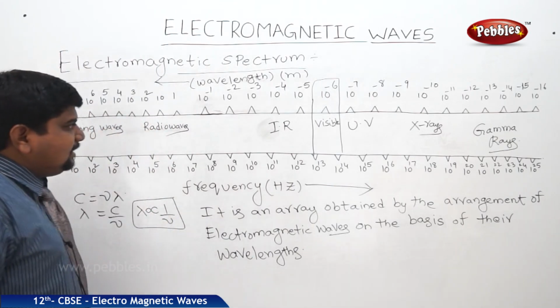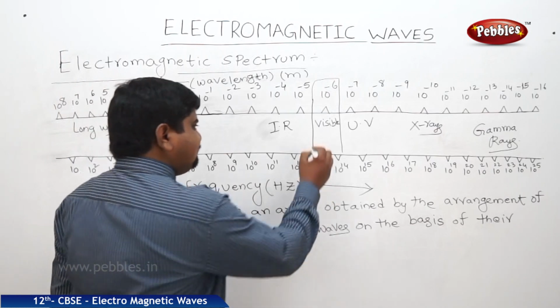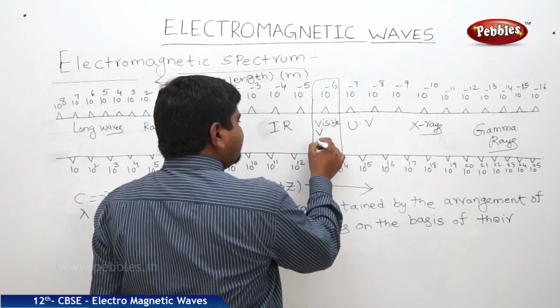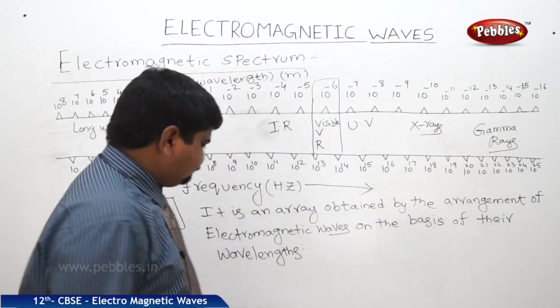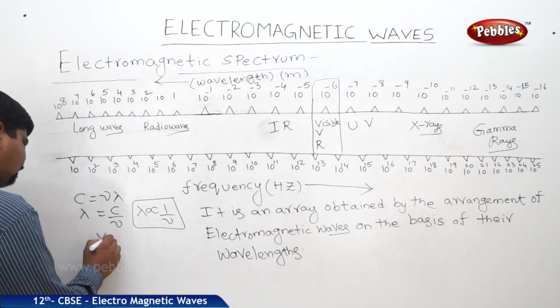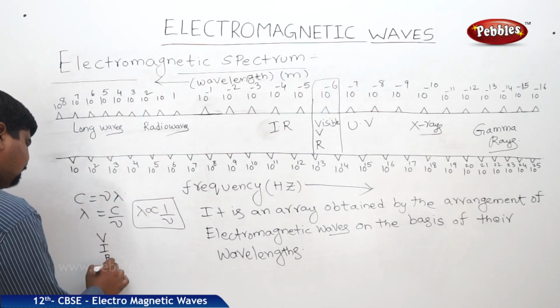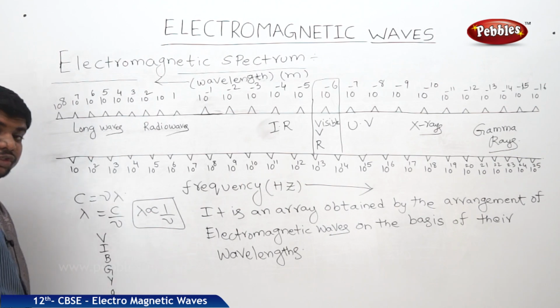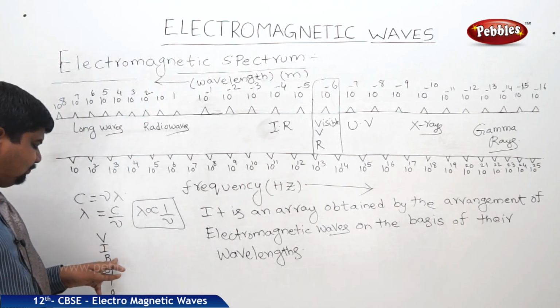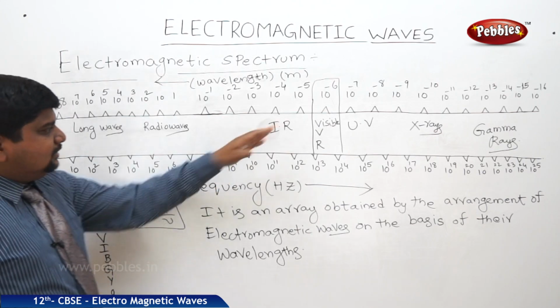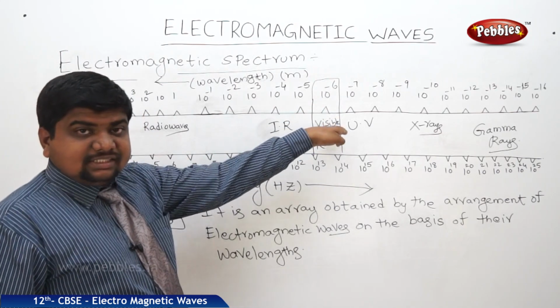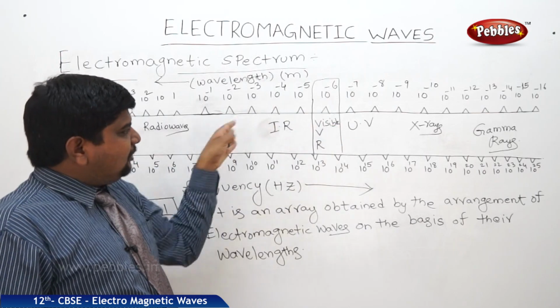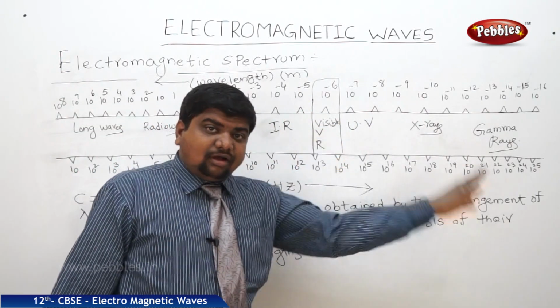So before the visible, visible is from violet to red, VIBGYOR. Violet, indigo, blue, green, yellow, orange, red. These 7 colors are contained in the visible. Before visible and after visible are all invisible.